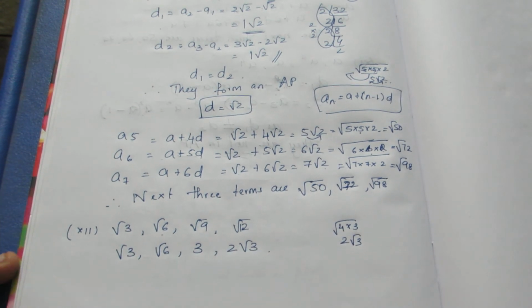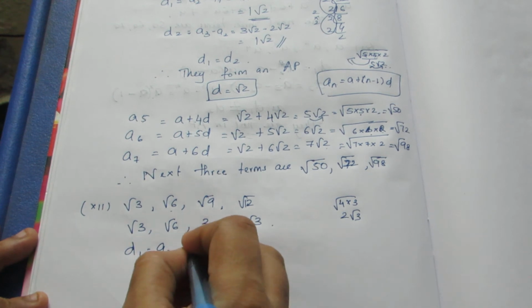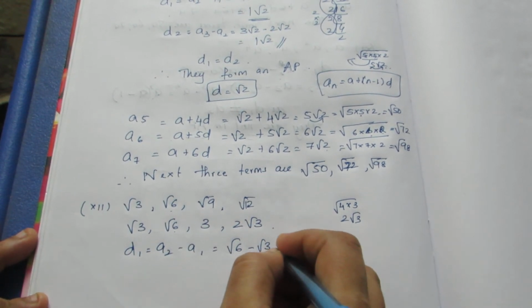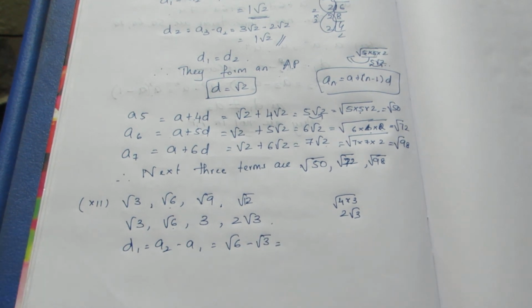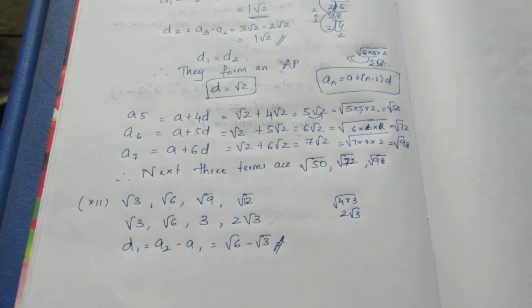We will find the common difference d1 and d2. d1 is equal to a2 minus a1. Here a2 is root 6 minus root 3. We can't solve addition and subtraction unless it is a like term. It is not 6 minus 3, we can't solve it like that. It should be the same root. We can solve only the coefficients if there are two like terms with the same root. Here there is no same root, we can't solve. This will be your final d.